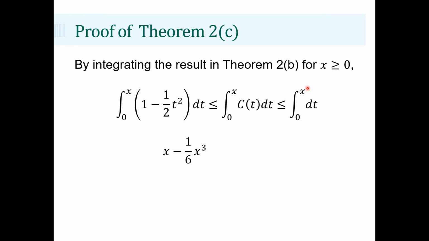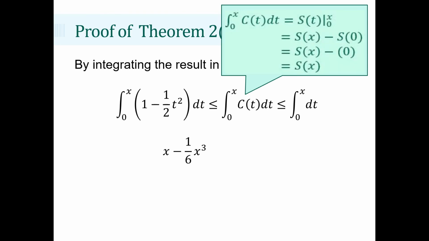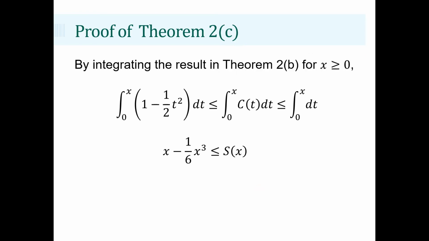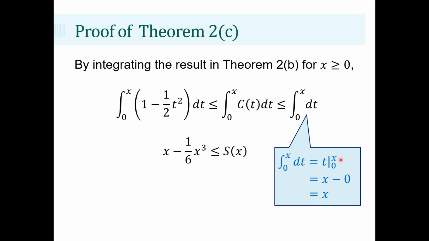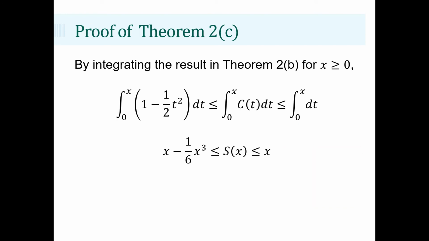And then, the next naman, integral is we have integral of c of t from 0 to x dt is equal to s of t lang yan, evaluated from 0 to x. So, we have s of x minus s of 0, but s of 0 is equal to 0. Therefore, we have s of x. And finally, integral of dt from 0 to x is just equal to x. And that proves our theorem 2c.